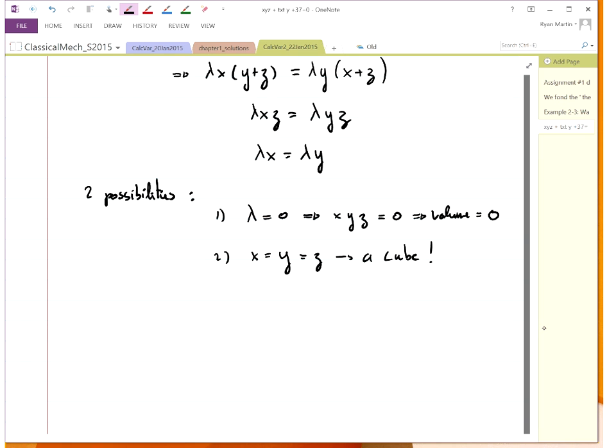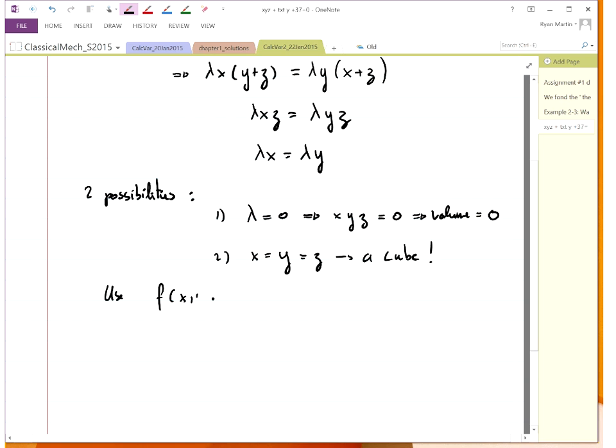So we haven't quite finished the problem, right? So we know it's a cube, so now we have to find out what x, y, and z really are equal to. So we've used up the three equations that we had from the stationary point, but we still don't know what lambda is. So we have our fourth equation. So we use our fourth equation to figure out the dimensions of the cube.